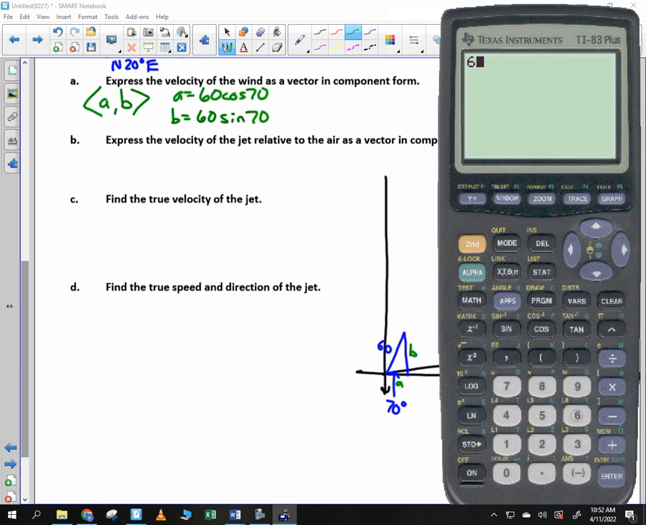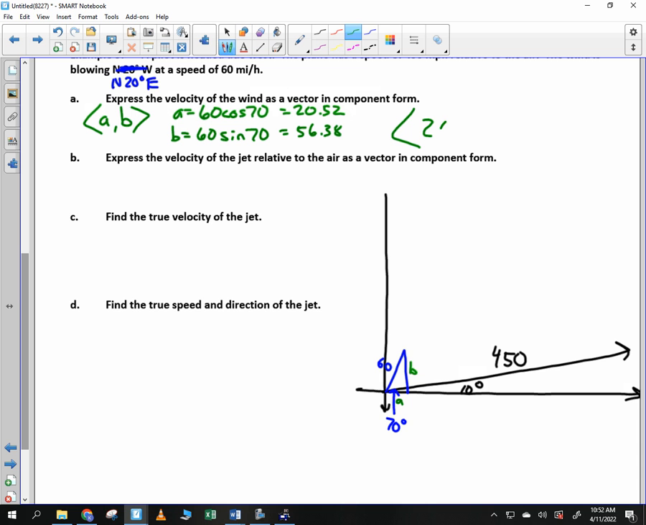Okay, so let's do that. I've got 60 cosine of 70, and I get 20.52. And then I've got 60 sine of 70, and I got 56.38. So that vector in component form is 20.52 and 56.38. And this helps us get a little bit of perspective here, okay? It tells us how much that wind is helping horizontally and how much that wind is helping vertically. So it's not just a really great tailwind, but it is helping it, isn't it? The question is kind of how much, and that's what we're going to be figuring out.